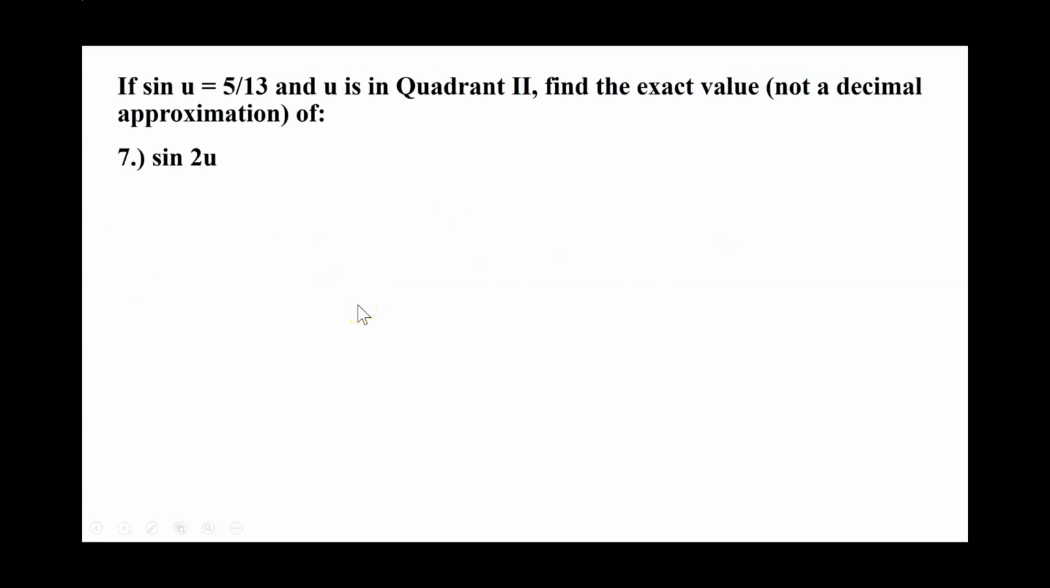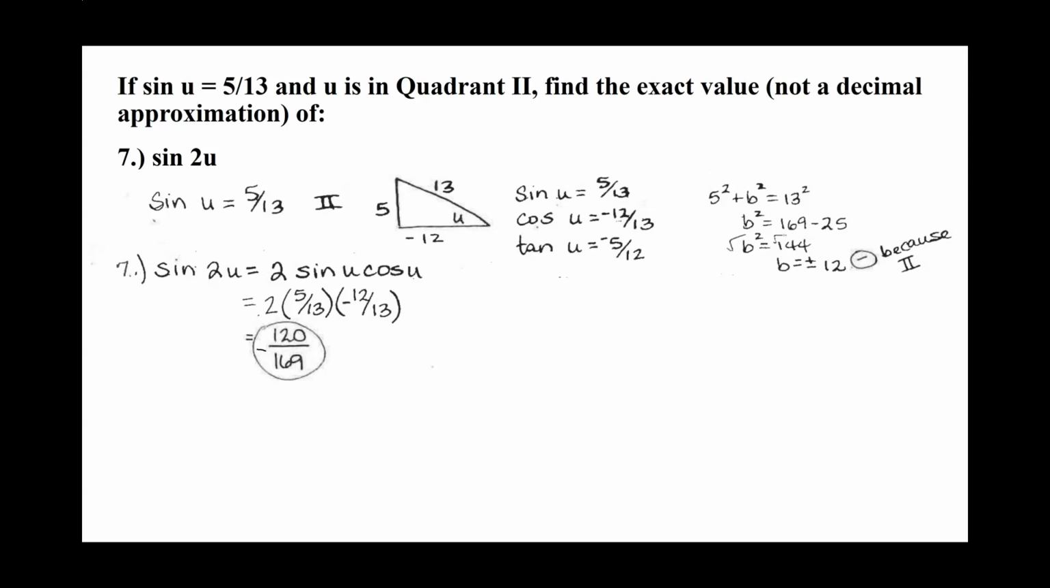All right, the next one says if sine is equal to 5/13 and u is in quadrant 2, find the exact value, and they're going to ask us to do several things here. Sine 2u, cosine 2u, tangent 2u, half angles, all using the same information. So the first thing I want to do is draw a second quadrant triangle, all right? So here's my y-axis, here's my x-axis, so I'm drawing in the second quadrant.